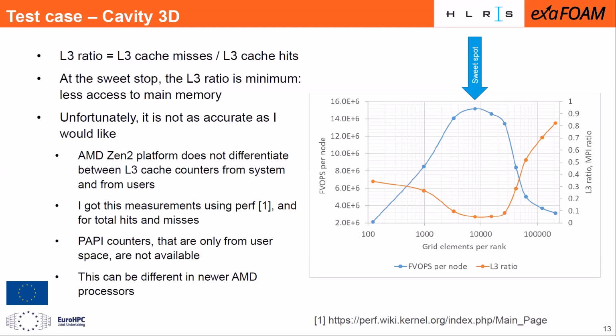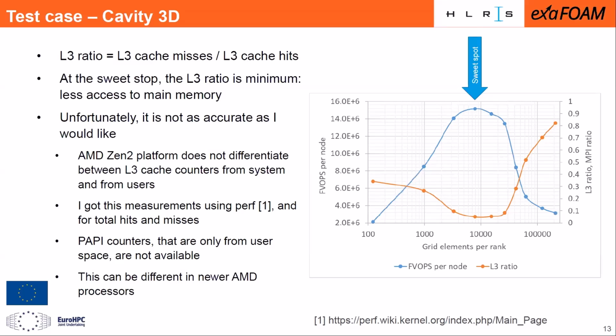Unfortunately, this L3 ratio is not as accurate as I would like, because on AMD's Zen 2 platforms, it does not differentiate between L3 cache counters from system and from users. That's a hardware feature of these AMD processors. The newer ones, Zen 3 and Zen 4, have fixed that. I got these measurements using perf, and they are for total hits and misses. So it's not only the hits and misses of the L3 cache for OpenFOAM, but from the whole system, including Linux. PAPI counters, which are normally used for these metrics, are not available for the L3 counters on the Zen 2 platform because of this hardware limitation.